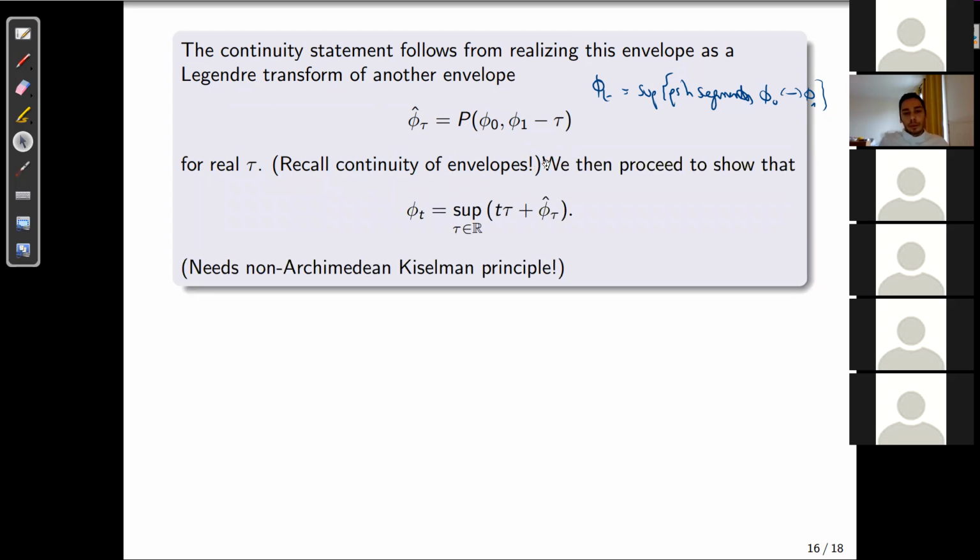Then, as I said, we show that this is realized as this Legendre transform, the supremum over all τ of tτ times this envelope. And in fact, the trick is to show that this supremum is taken over a compact set. And since we take a supremum of continuous functions on a compact set, then this supremum is also going to be continuous. And then there are some other technical issues, but it works fine.